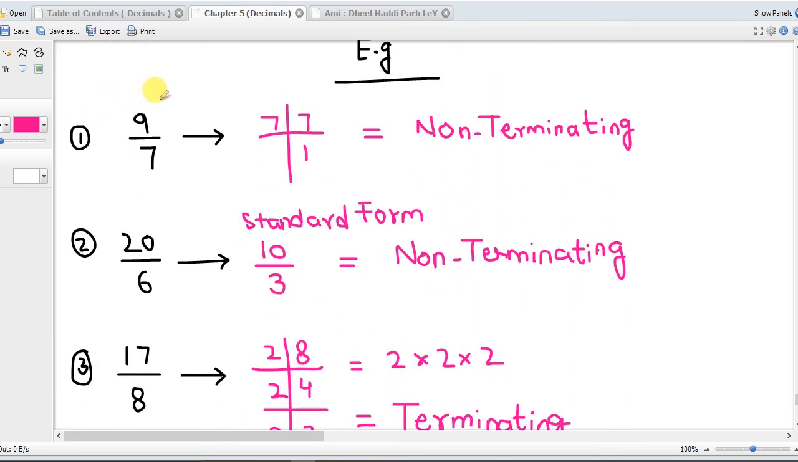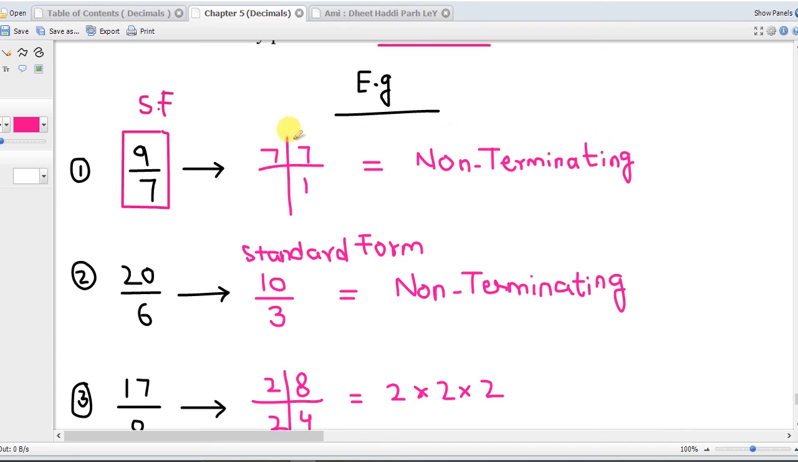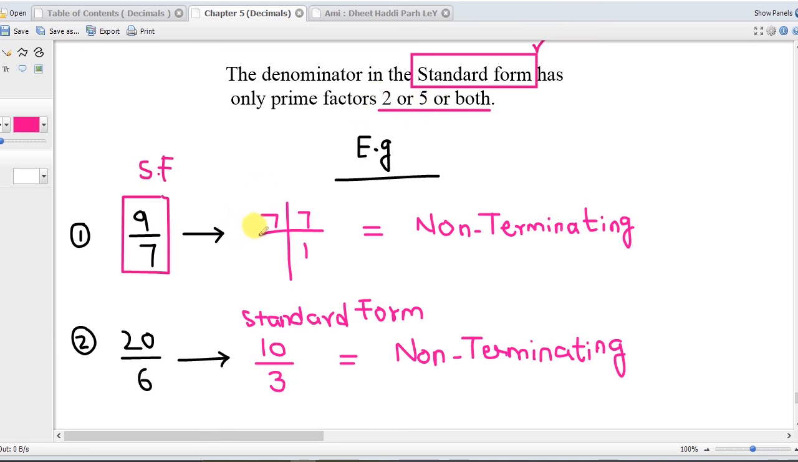So this is 9/7. Can this fraction be further simplified? No. It means this is in the standard form, because it cannot be further simplified. Now start making the factors of your denominator value, which is 7. We get only one factor, which is 7. Now see whether we are getting 2 or 5. No. So we simply name it non-terminating, right?